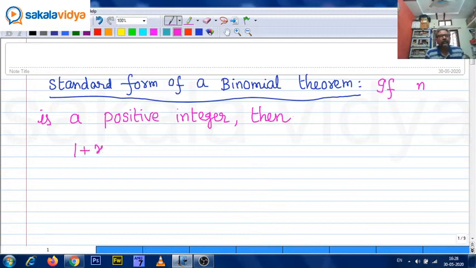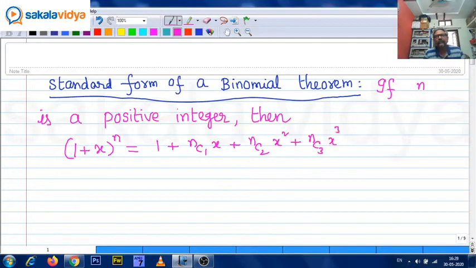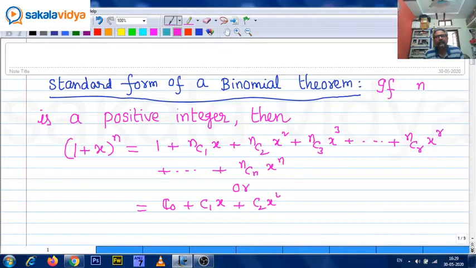this (1 plus x) whole to the power of n is called standard form, equal to 1 plus nC1 x plus nC2 x square plus nC3 x cube plus and so on, nCr x to the power of r plus and so on plus nCn x to the power of n, or this can be written like this: C0 plus C1 x plus C2 x square plus C3 x cube plus Cr x to the power of r plus and so on Cn x to the power of n.